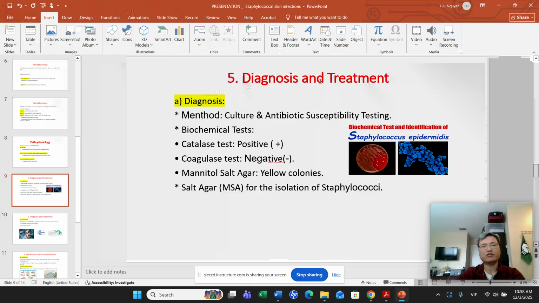5. Diagnosis and treatment. We can use the methods of culture and antibiotic susceptibility testing. We also have some biochemical tests: catalase test with a positive result, coagulase test with a negative result. On mannitol salt agar, we will have a yellow colony. MSA is for isolation of Staphylococcus.